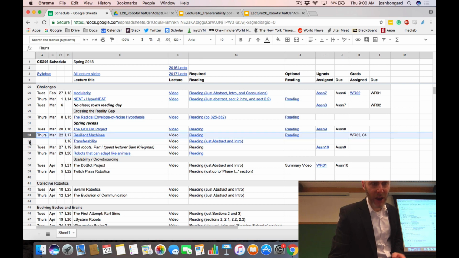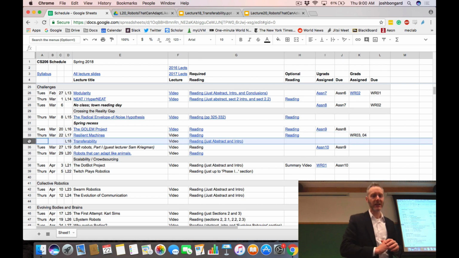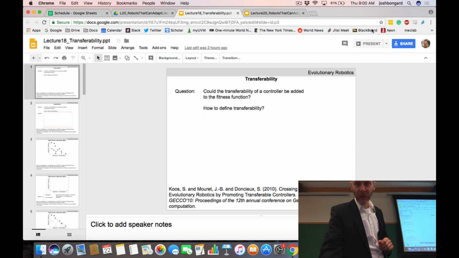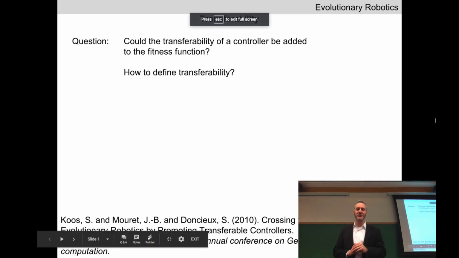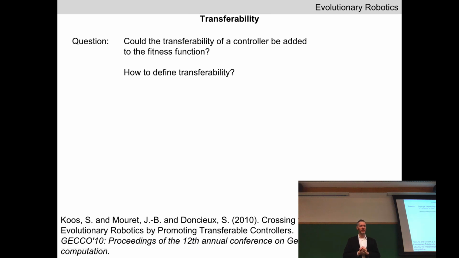Okay, so we're going to switch now. That was some work we did back in 2006. In 2010, another approach was introduced to deal with the reality gap, which is known as the Transferability Project. What's the idea behind the Transferability Project? Well, the researchers here started by asking an interesting question, which is, could the transferability of a controller be added to the fitness function? Could we actually evolve controllers, not just on how fast they get the robot to move, but on how transferable they are? How well do they transfer from simulation to reality?